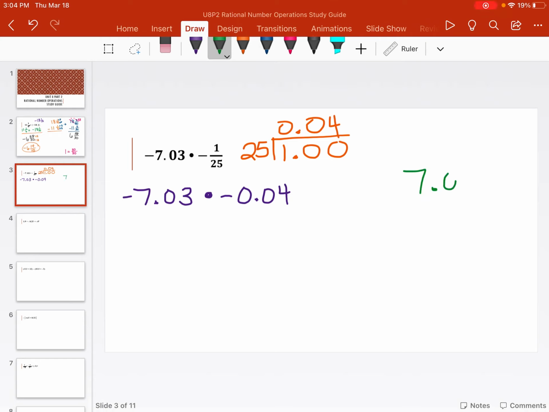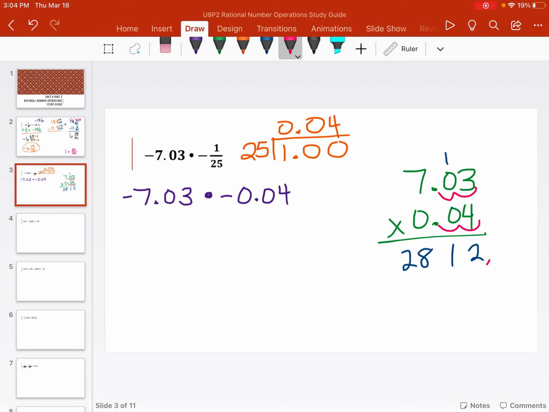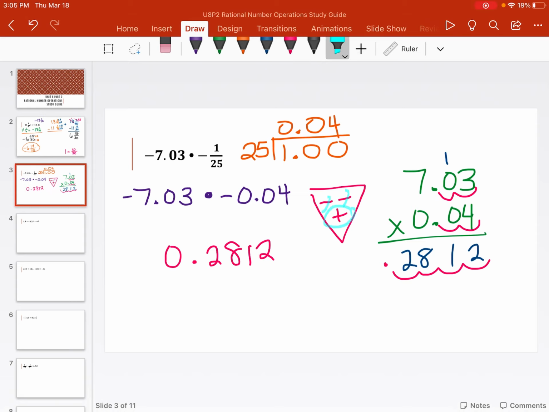So 7.03 times 0.04. And multiply. Let's see, 4 times 3 is 12. Carry my 1. 0 plus 1. 4 times 7 is 28. And then don't forget to put your decimal back in. 1, 2, 3, 4 spots. 1, 2, 3, 4 spots. So I have 0.2812. It was a negative times a negative. This is my sleeping dog. Negative times negative leaves me with a positive. So positive 0.2812 would be your answer.